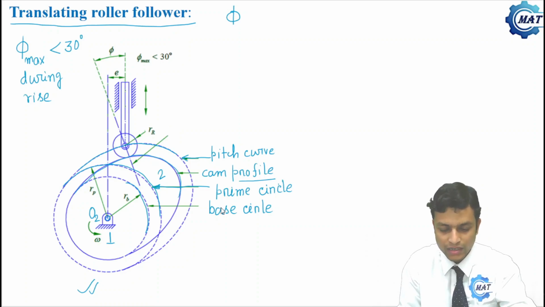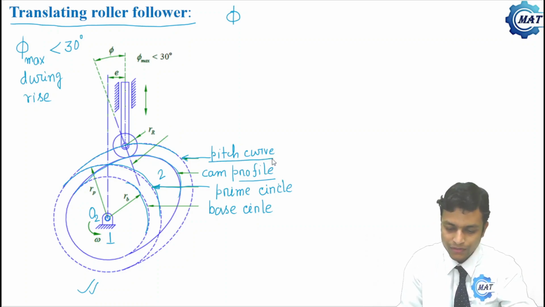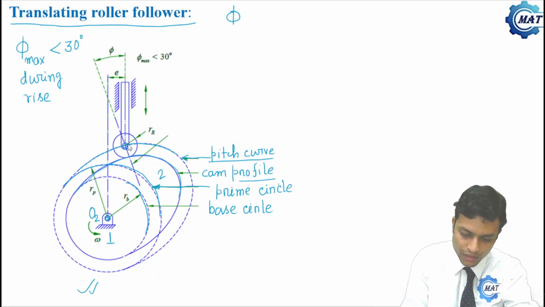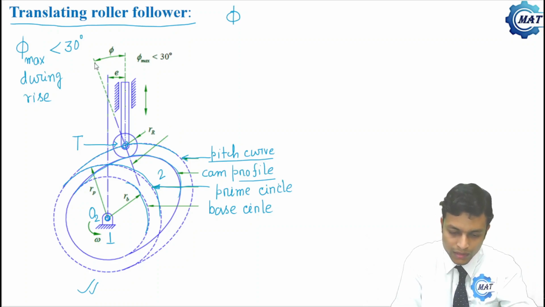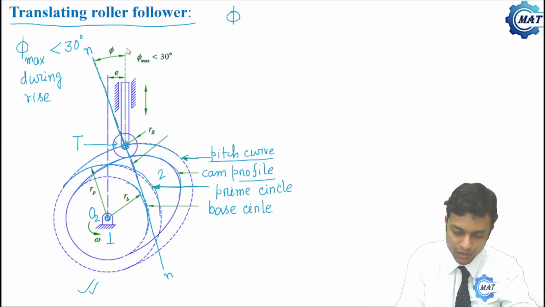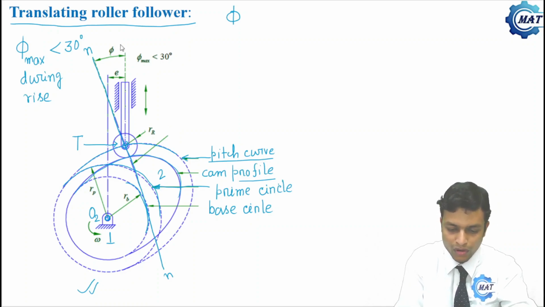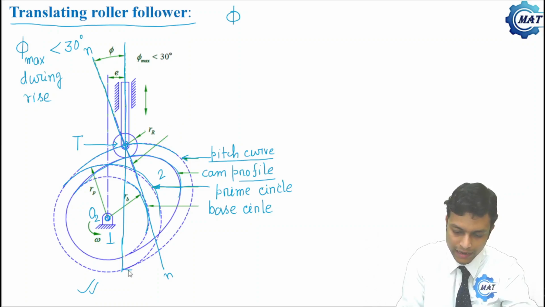Prime circle is the smallest circle tangential to the pitch curve and centered at cam center O2. And this is the trace point T, that is at the roller center. Now this is the common normal at the point of contact between roller and cam, and we know that the angle between the common normal and the direction of follower translation or follower movement is called the pressure angle. So this angle is phi.